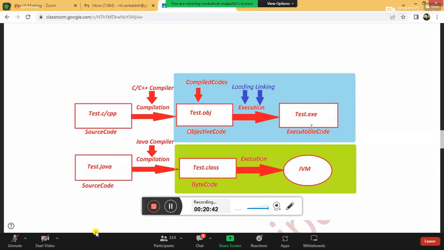Somebody asked, sir, in Java .exe is not there? Not there. Only two files will be there for us. One is .java, one is .class. Directly .class is loaded onto the JVM for execution. They don't have any .exe file in our Java. So those formats are low level. What we cannot understand is low level. What we can understand is high level.